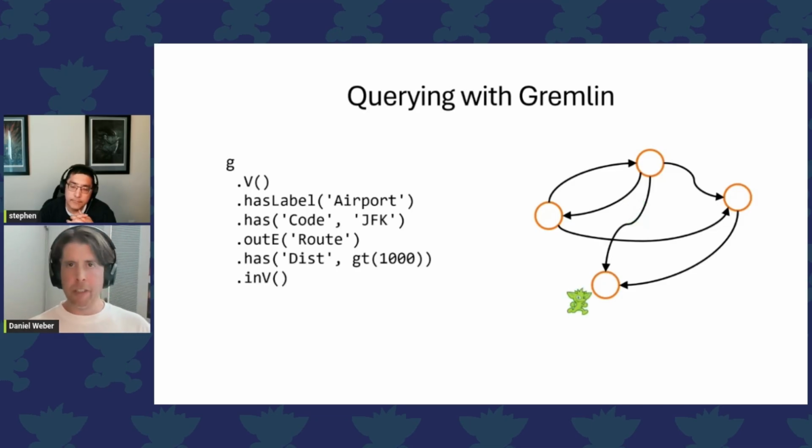And inV means we go into the adjacent vertex. So we left a vertex, we stood on that edge, we go to the adjacent vertex, and here we are. This would be our result set, right? This is the most basic query in Gremlin that I could come up with.